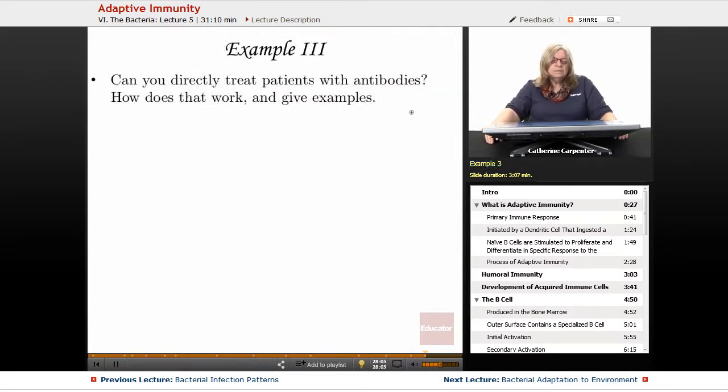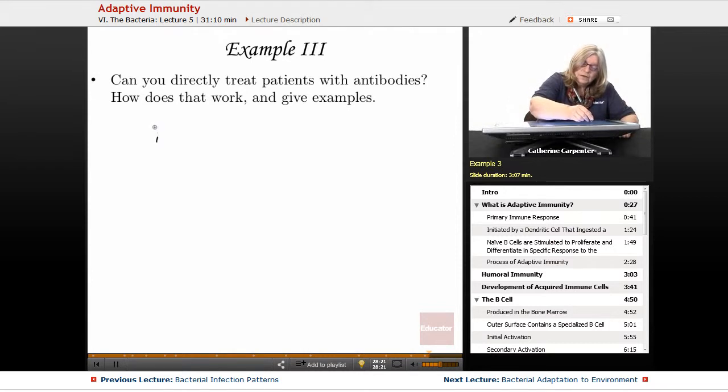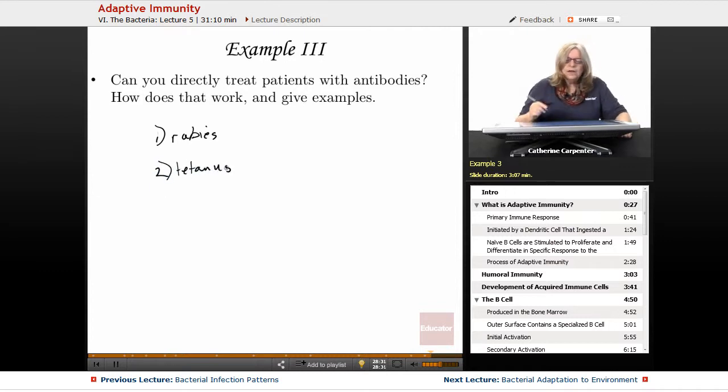The last question has to do with whether you can directly treat patients with antibodies, how that works, and to give examples. There are a couple of diseases that come to mind, and they're both serious. One is rabies, and the other one is tetanus. Rabies, remember, is a virus. It's a viral infection, and the manifestations are of a very, very serious disease.